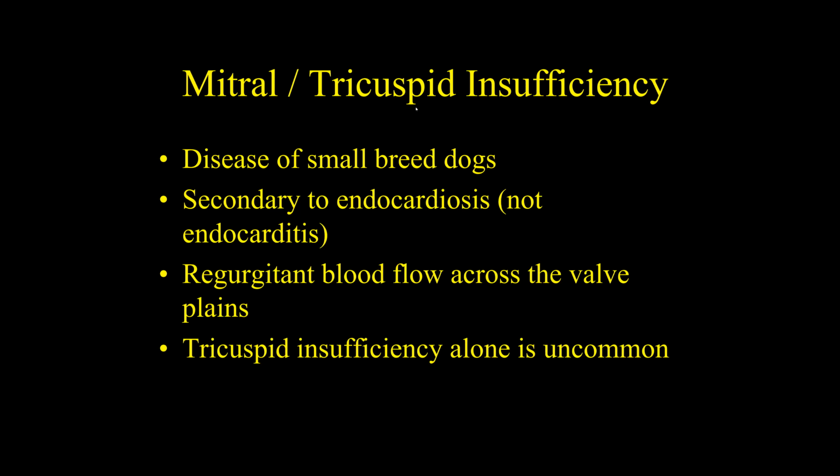Okay, mitral tricuspid insufficiency. This is a very, very common problem that you'll see all the time in practice. This is a disease of small breed dogs. So any dog under probably 25, 30 pounds, very commonly as they get older, will develop mitral tricuspid insufficiency.